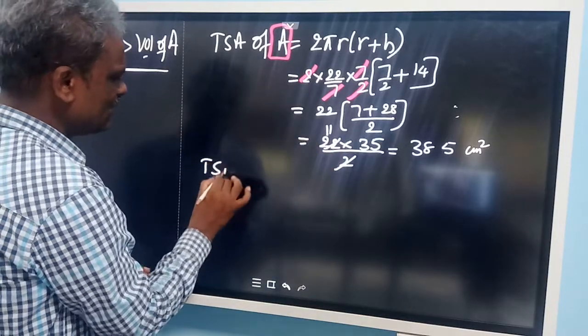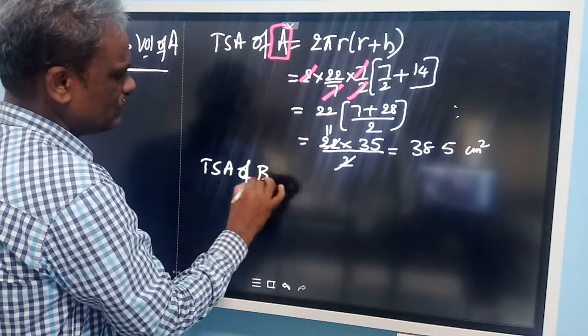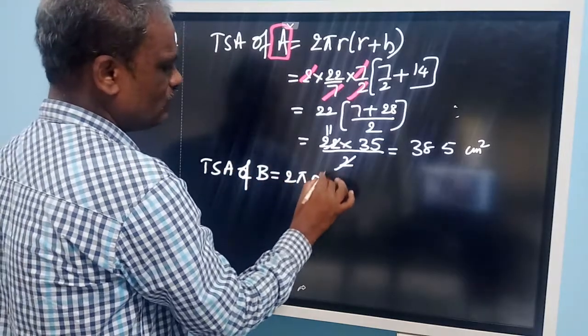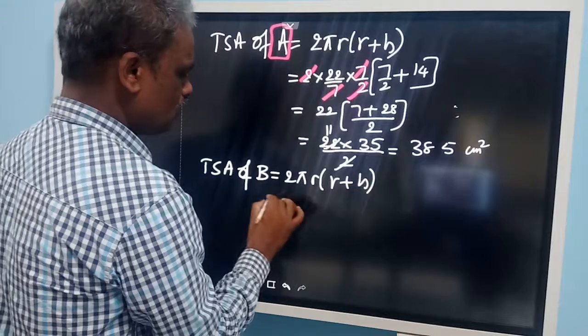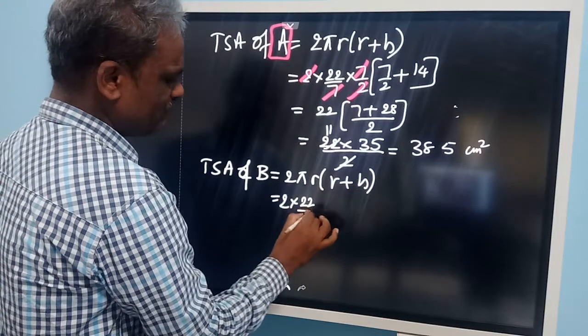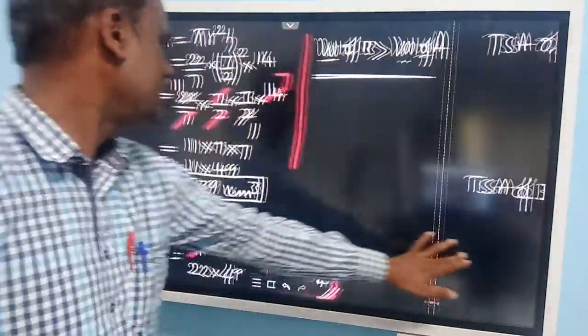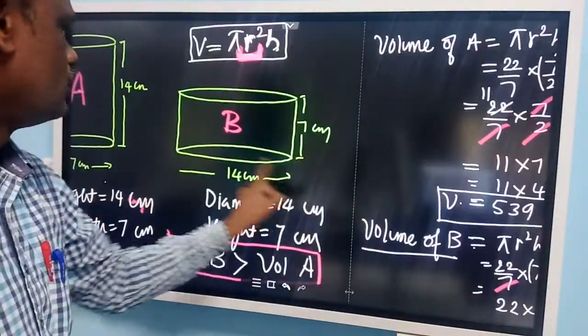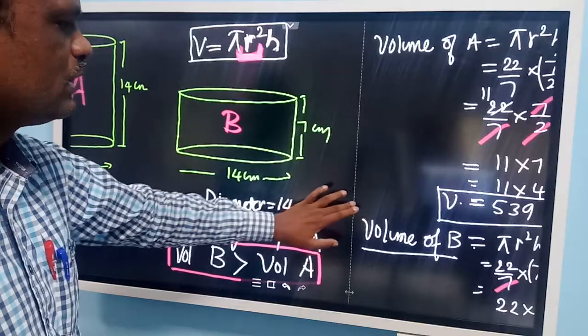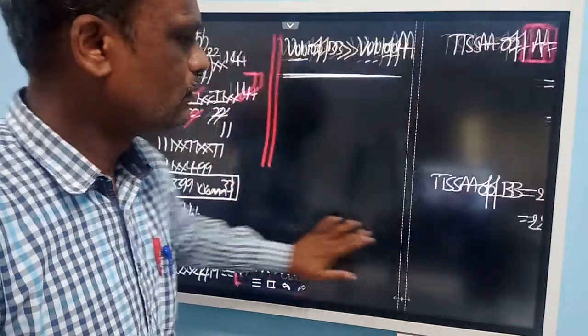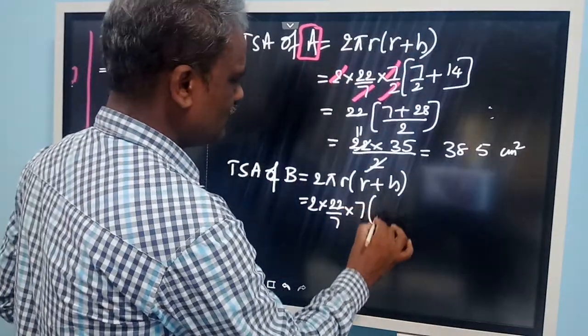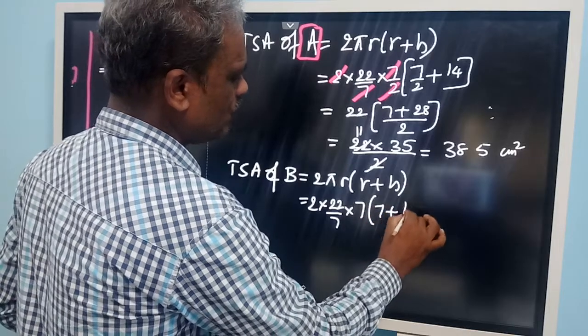Similarly, let us find out TSA of B. TSA of B, 2 pi r into r plus h. So 2 into 22 by 7. Radius of the second cylinder, what is the radius of the second cylinder? 14 divided by 2, it is 7. Into 7, 7 plus height is 14.